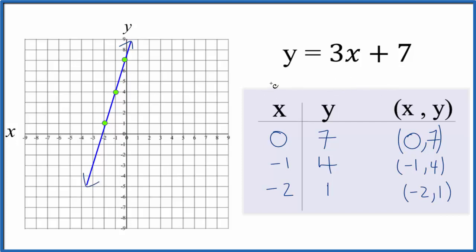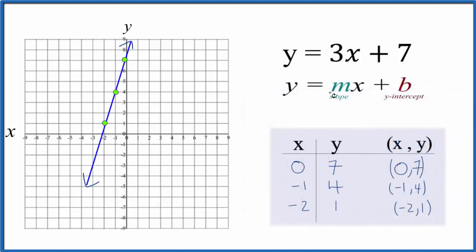Let's check our work with the slope-intercept formula. So if y equals mx plus b, b is the y-intercept. So we can go to the y-axis here, and we find 7 right here. That's our first point. That's the y-intercept, and that kind of makes sense.